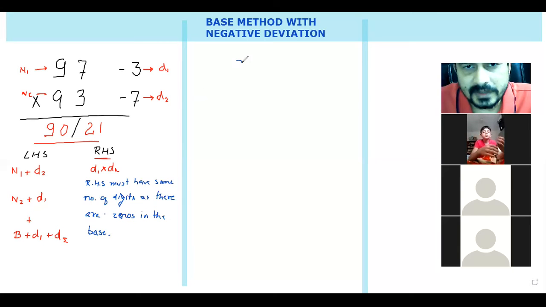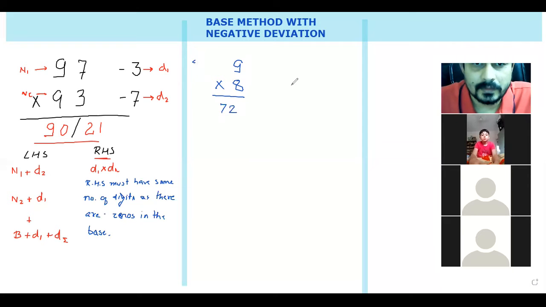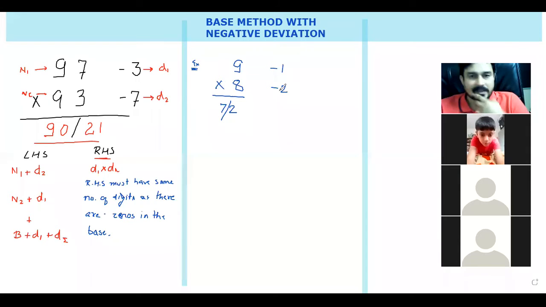Okay, so let us take an example. 9 times 8. Tell me the answer. Anyone can tell the answer quickly? 72. Yeah. Now let us see if the technique is applicable here also. So 2 times 1 is 2. In RHS, one digit is allowed since the base is 10 and 9 minus 2 is 7. So the technique is applicable here.